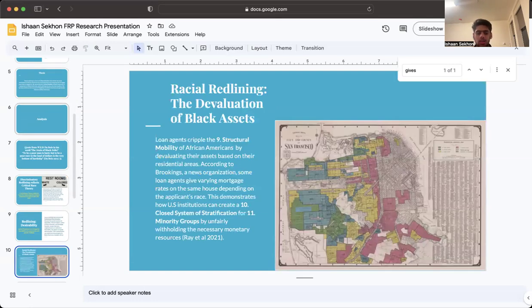So now we'll go on to discussing how racial redlining causes the devaluation of Black assets and ultimately strips Black Americans of wealth. Loan agents cripple the structural mobility of African Americans by devaluating their assets based on their residential areas. According to Brookings, a news organization, some loan agents give varying mortgage rates on the same house depending on the applicant's race. This demonstrates how U.S. institutions can create a closed system of stratification for minority groups by unfairly withholding the necessary monetary resources.